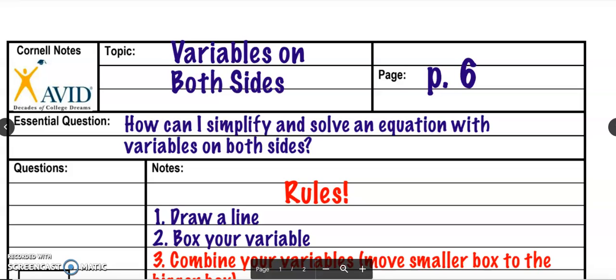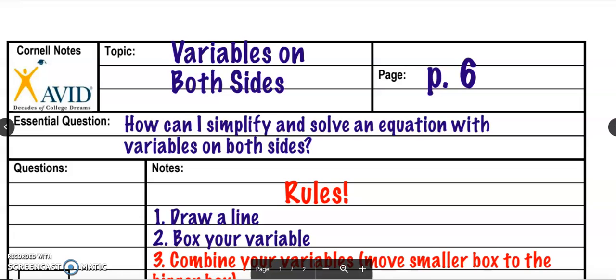Hey everyone, so today's lesson is about solving equations with variables on both sides. This is also called multi-step equations. Now, I like to call it variables on both sides because it literally explains what we're doing: we have an equation and we have variables on both sides of the equal sign. And so our essential question today is, how can I simplify and solve an equation with variables on both sides?